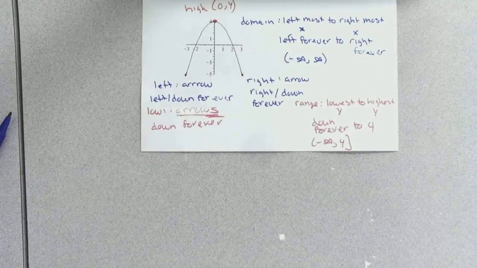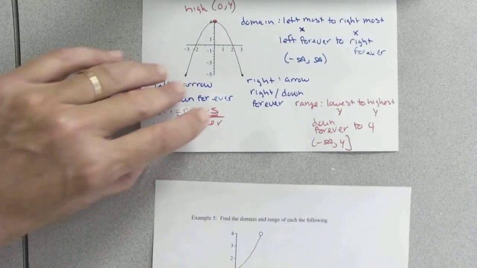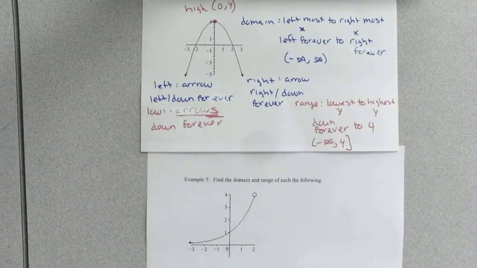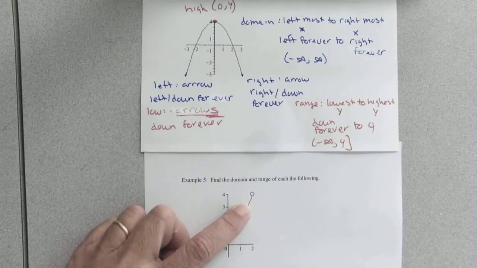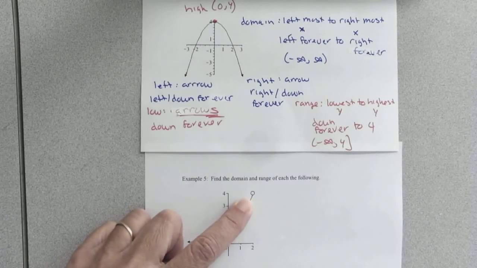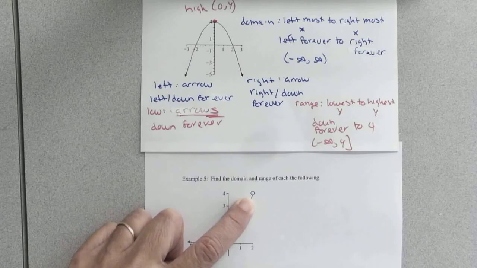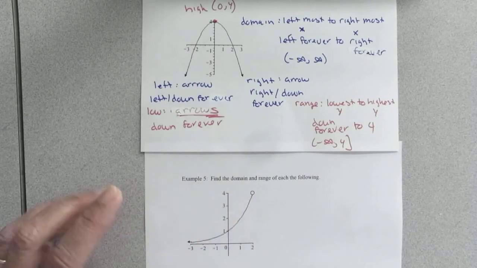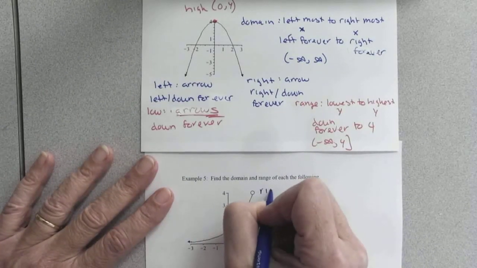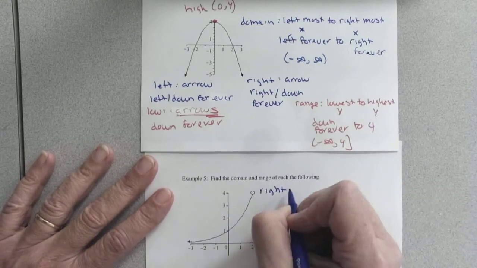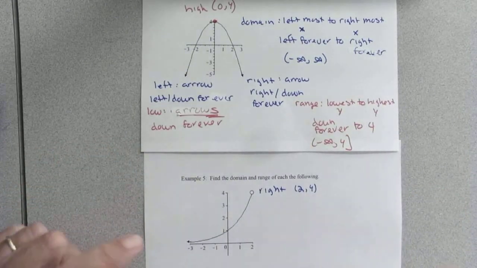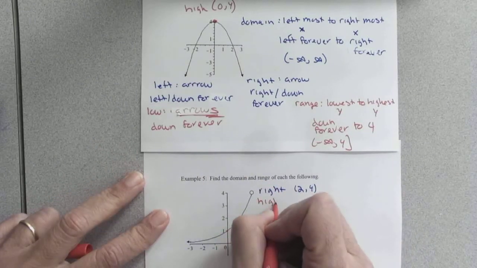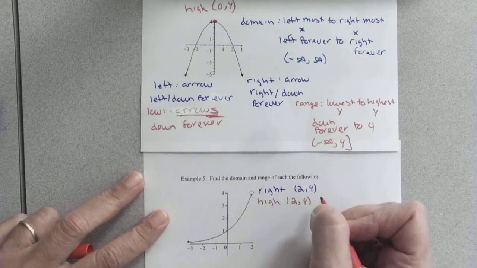Let's do it again. New picture. Okay, let's describe what's going up. So this circle right here, it's coming right up to that point, but not including it. But right, that's going to be the point 2,4. And that's also going to be my high point, 2,4.